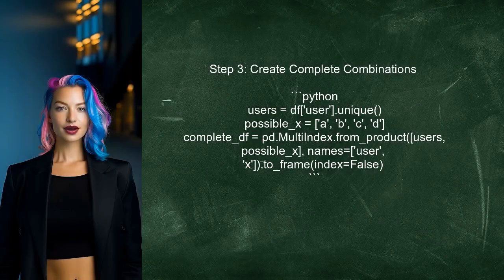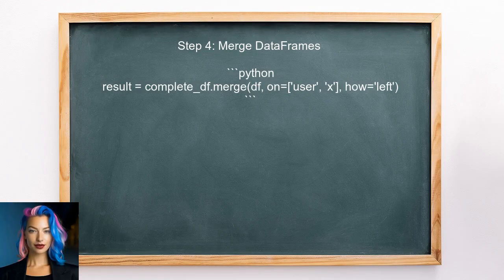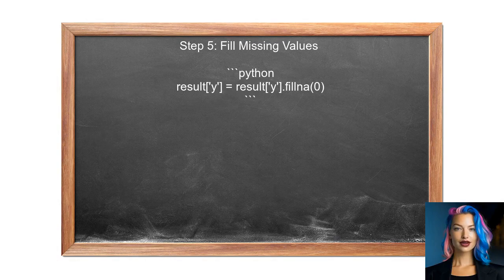Now the user will create a complete set of combinations for the user and X columns. This can be achieved using the Pandas merge function along with drop duplicates. After creating the complete combinations, the user should merge this new data frame with the original one. This will allow them to fill in the missing values for Y. Finally, the user will fill in the missing values in the Y column with zeros. This can be done using the fillna method.